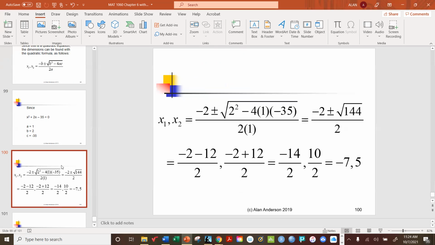And so we got a lucky break here too, because if you look at this, you'll see, of course, that 144 is a perfect square. So we've got -2 minus 12 over 2, comma, -2 plus 12 over 2, or -14 over 2 and 10 over 2. So these are the two solutions. Now, if you drew out this parabola, you'd see that, yes, indeed, it does cross at these 2 points.